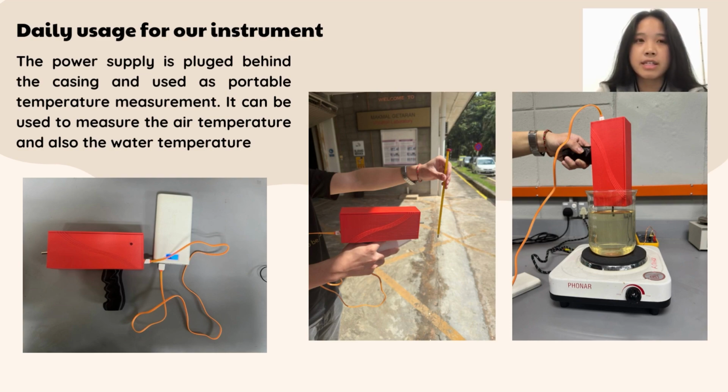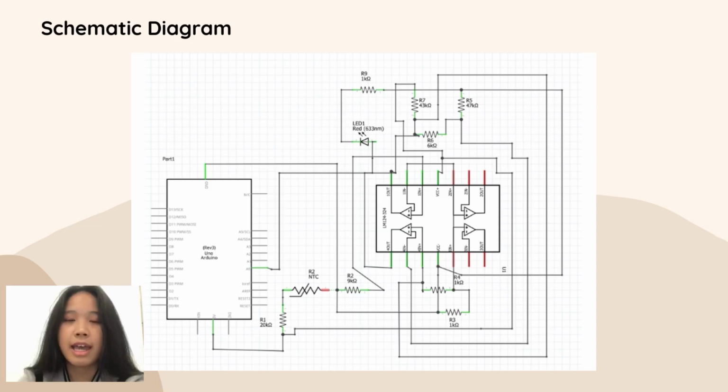After that, we can see the daily use of our instrument. The power supply is plugged in behind the casing and used as a portable temperature measurement. It can be used to measure the air temperature and also the water temperature. And lastly, the system diagram is shown below, and it will be introduced by Jinnie.